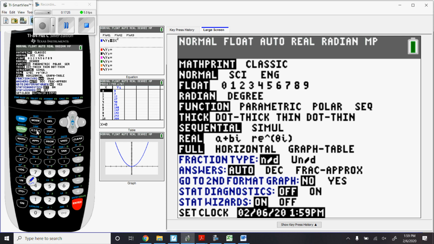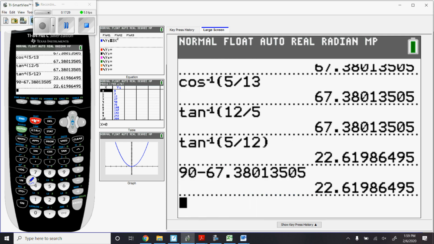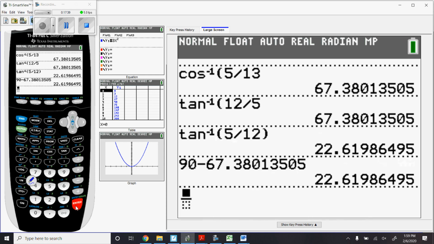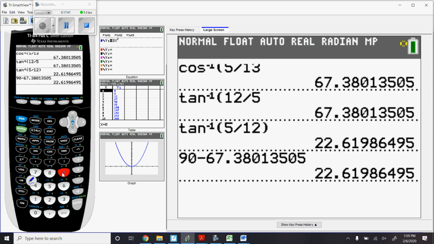I don't need to be in radians for this problem, but I'm going to get ready for it in the future. Okay, so I'm going to go ahead and do 1/5 first. So I'll do my fraction bar. I'll do 1 over 5. Then I'll call up my integral by doing math 9.